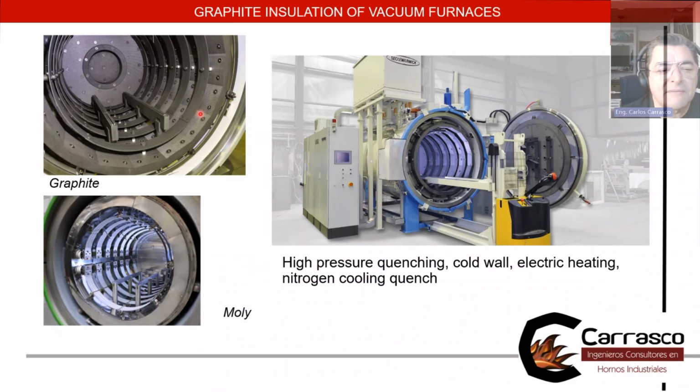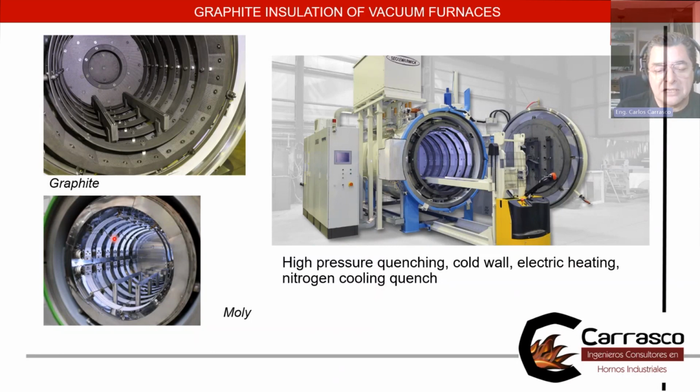cannot see carbon during the process, so graphite is forbidden. And then the insulation is made just with molybdenum. So all the furnace is isolated by molybdenum shields. Very expensive, and very fragile once you heat it up the first time. But it is what the process needs.